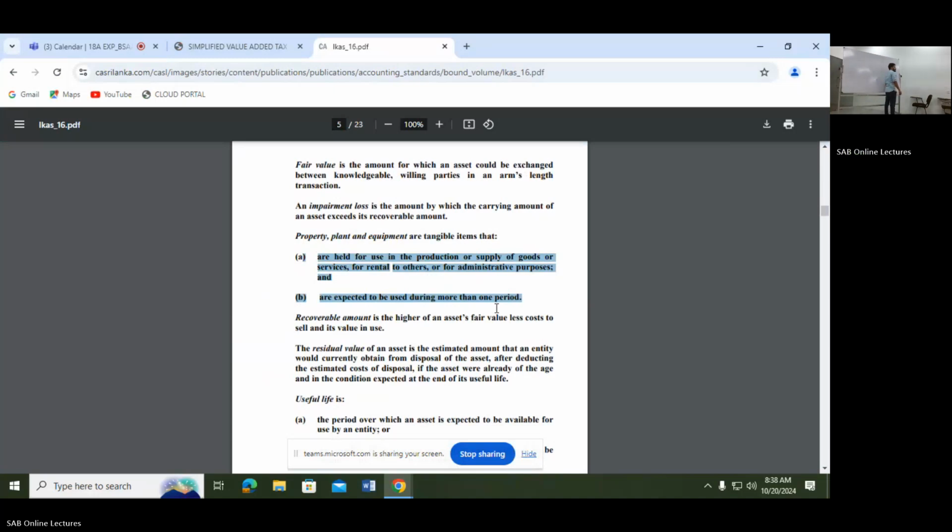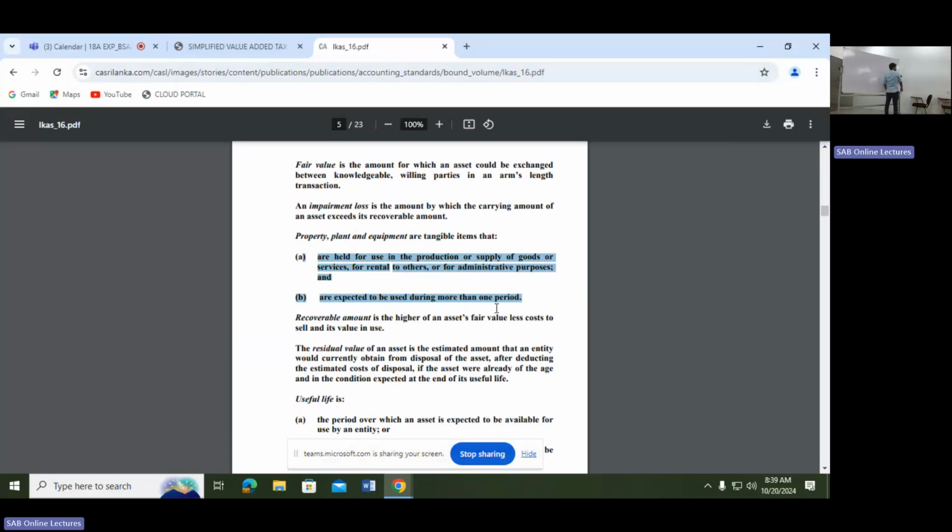IP is another tangible asset. We are keeping it for renting purposes or capital appreciation. That is called IP, investment property. We don't have a business process there. We have invested for renting purposes or capital appreciation. Right? That's called IP.